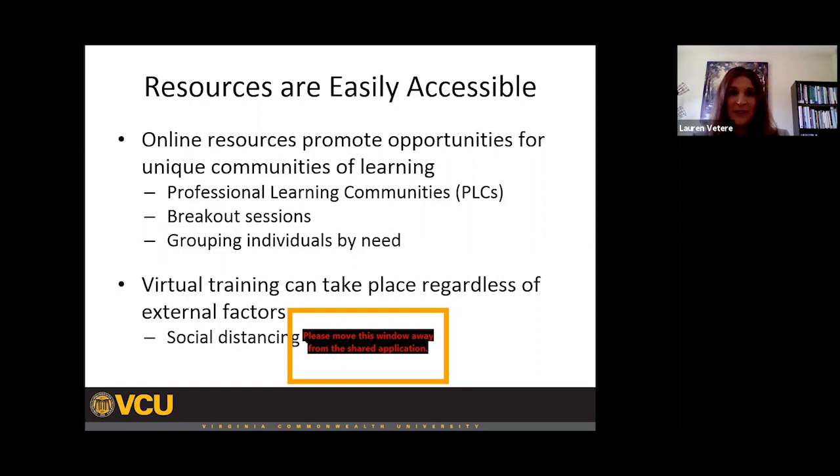And for this presentation, we focus mostly on staff training, but virtual platforms can provide resources to families and students as well, especially during this ever-changing time with COVID-19.